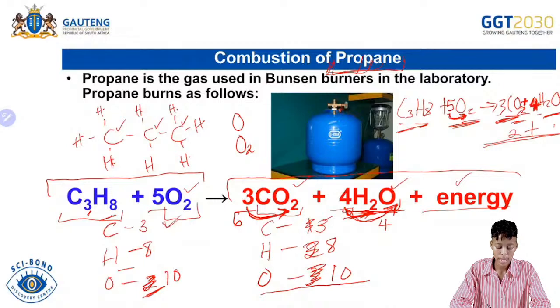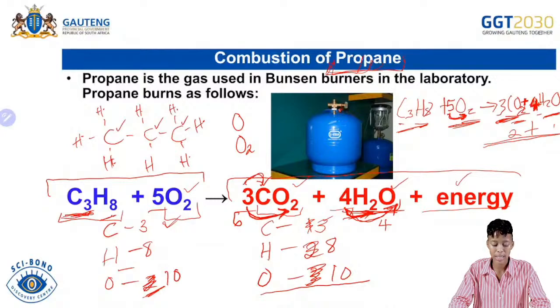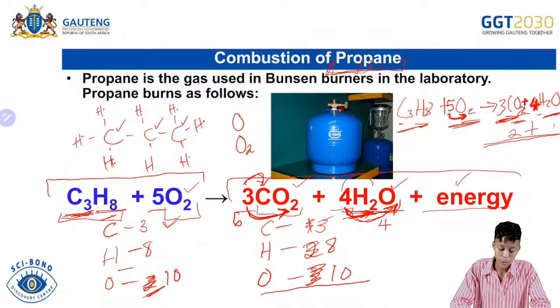So again, you check how many carbons you have. Once you are done balancing, you can go and double check how many carbons you have on the left hand side. So you have 3 carbons on the left hand side. And then how many carbons do you now have on the right hand side? You have 3 carbons on the right hand side. Then you check your hydrogens. How many hydrogens do you have on the left hand side? You will see that you have 8 hydrogens on the left hand side. Then 4 multiplied by 2. So how many hydrogens do you have on the right hand side? You will see that on the right hand side you have 8 as well.